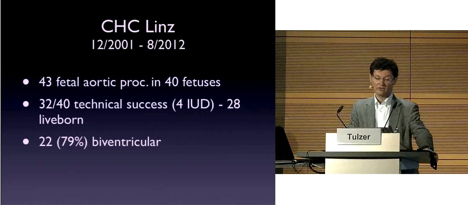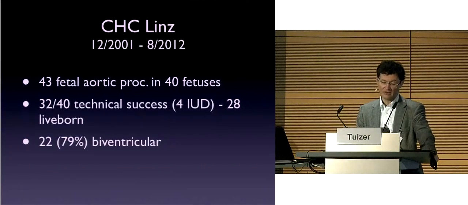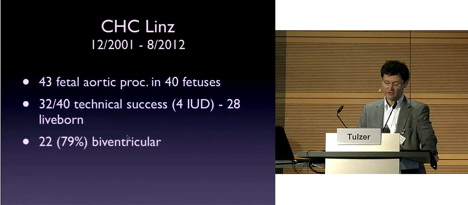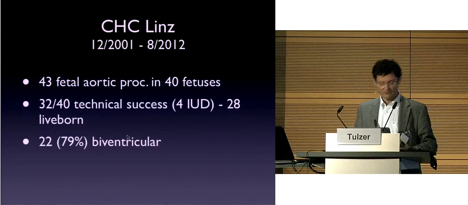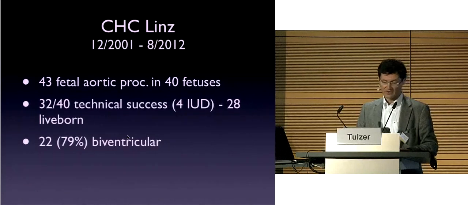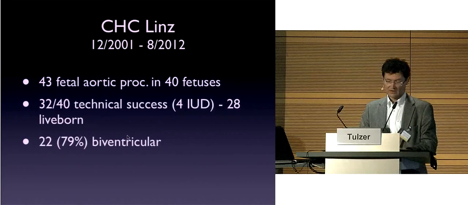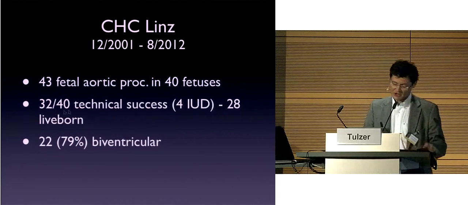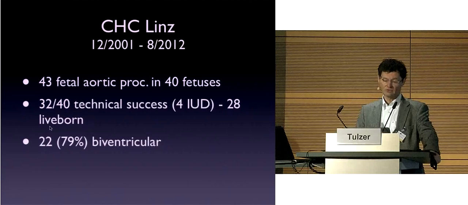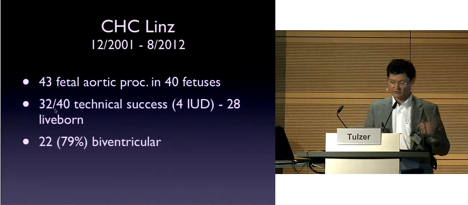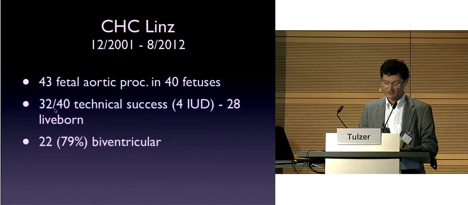To our results, we have performed 43 fetal aortic valve dilations in altogether 40 fetuses, which means in 3 fetuses we repeated this aortic valve dilation 1 or 2 weeks later. Especially in the beginning, it was very difficult to have 100% technical success. So in all 40 fetuses, we had 32 technical successes, but in the last 20 procedures, we had a 100% success rate.